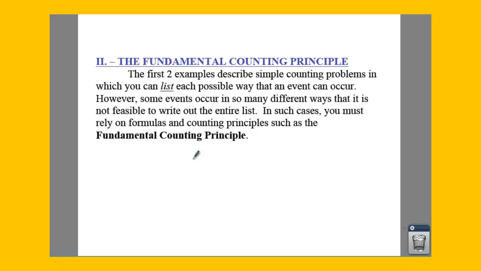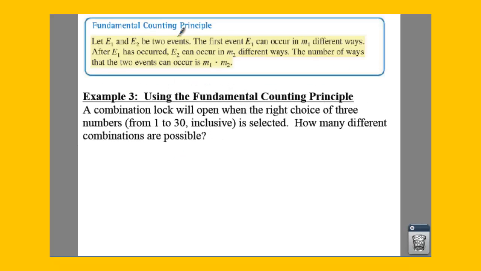So say you're trying to find a sum up to 100, but you use the first 50 integers or something. Well, that's going to be a lot of writing and a lot of listing. So what you can do instead is use the fundamental counting principle, which gives you some formulas and some other ideas on how to simplify this.